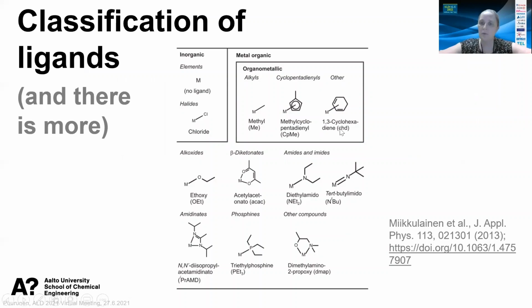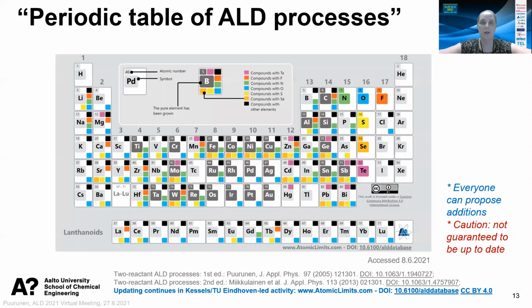Further classification of ligands. Here is an example from a review a few years ago, classification to inorganic, metal organic, and further, well, alkyls, cyclopentadienyls, other alkoxides, beta diketonides, and so on. There are many classes, and well, you can have either elements or these simple halides bonded to a metal, or you can have organic groups, or you can have some heteroatoms that bond to the metal. So lots of development going on here and lots of variation.